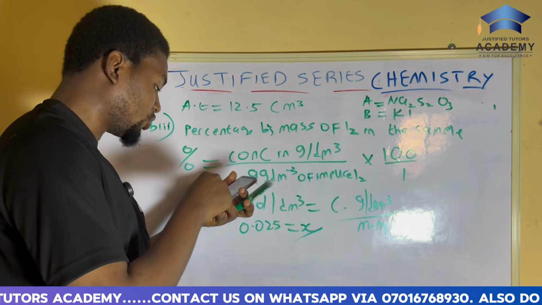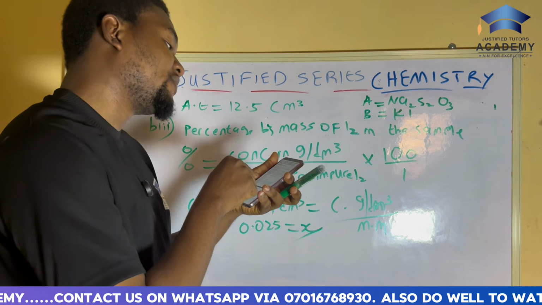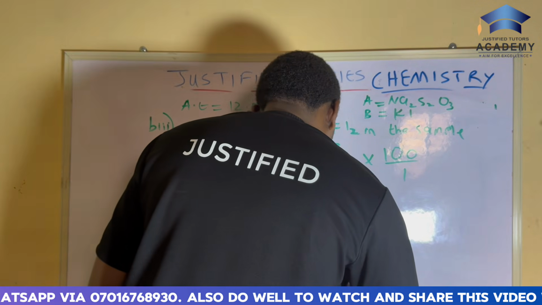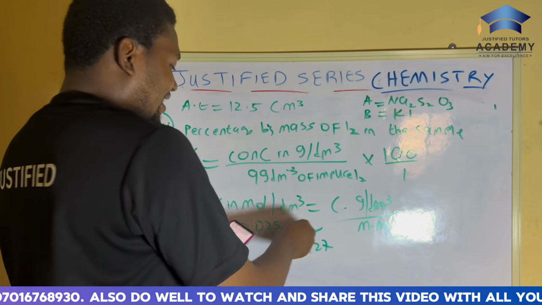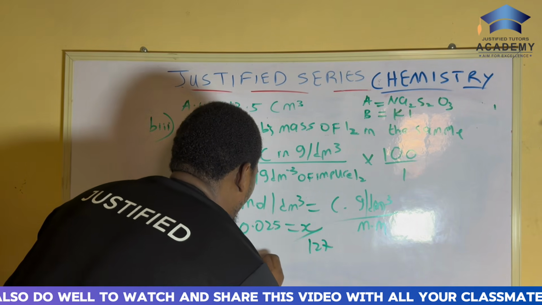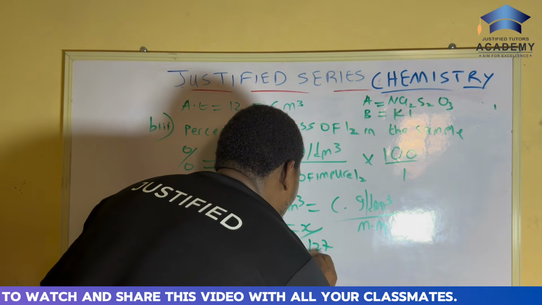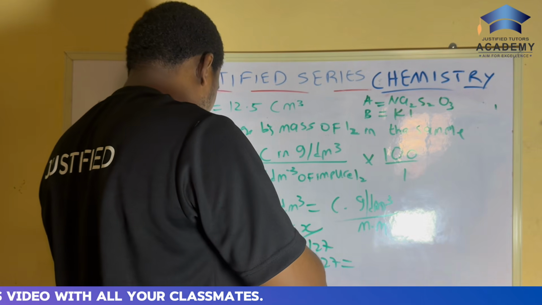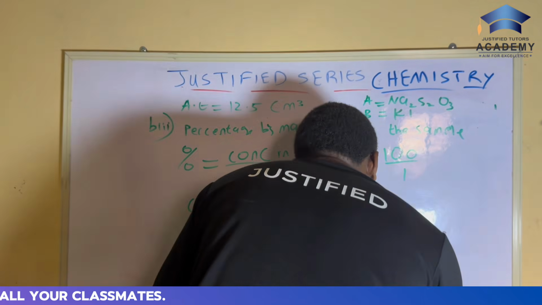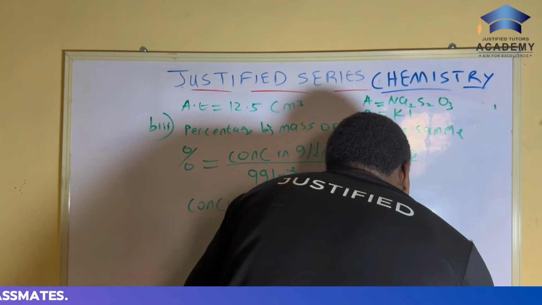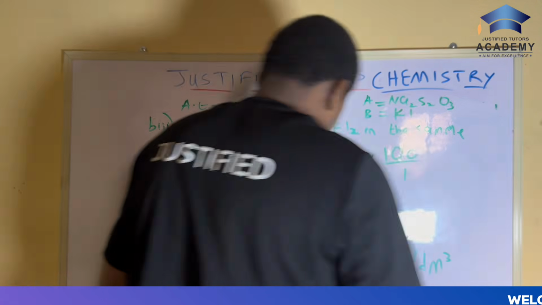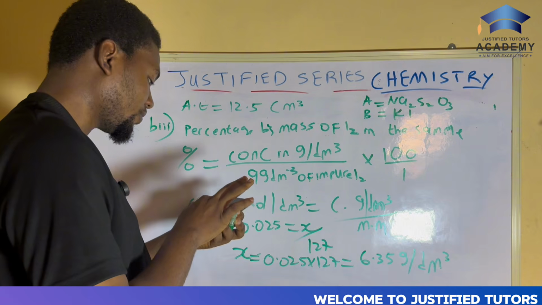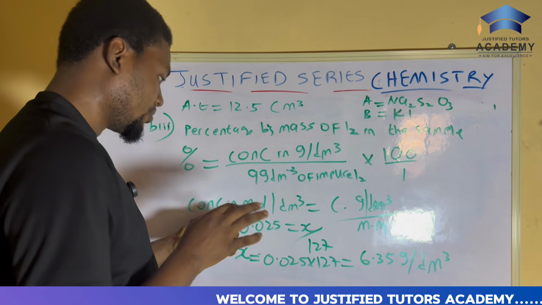Go back to the question, I beg. You will see it there, where it says give reasons why the starch indicator was added. You will see the molar mass there. So the molar mass of iodine given here is 127. So now, to get our x, x will be given as 0.025 times 127, which will give us 6.35 gram per dm cube. Are you getting me? Let me confirm again on my calculator. 0.025 times 127.